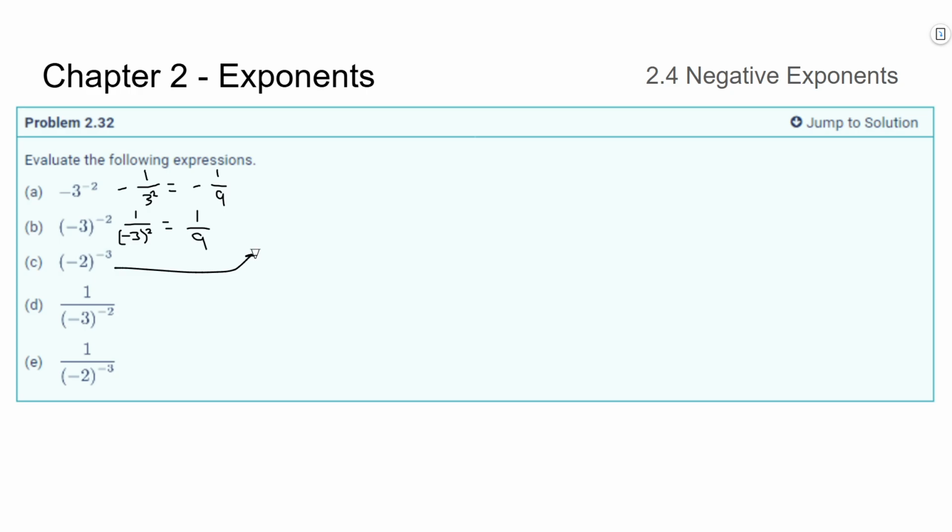All right, so now this one over here. Again, this negation is included in the parentheses here, so we'll do 1 over -2 cubed. All right, so what is -2 cubed? Well, we have -2 times -2 would be +4. +4 times -2 would be -8. So it would be -1 over 8.